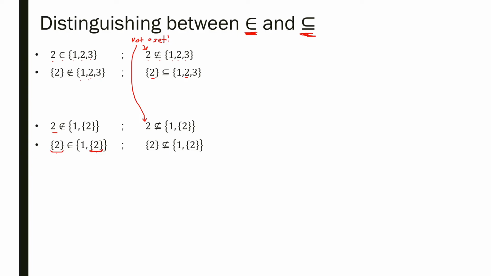Right? Okay. Is the set containing 2 a subset of this? No, because the only element in here is the set containing 2, and 2 itself is not in here. 2 is not in here.